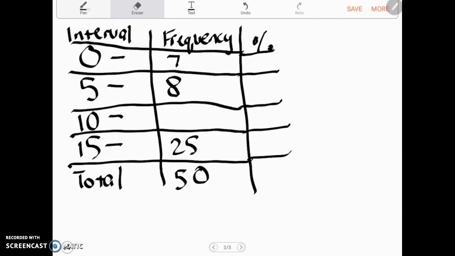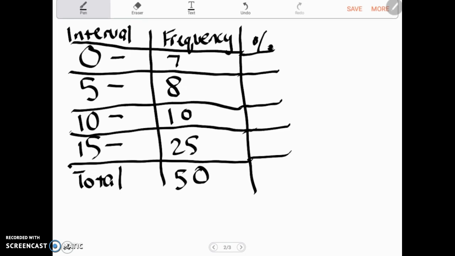Here's another one. So this time we've been given the frequencies, 7, 8, blank, 25, and the total, which is 50. So if we wanted to find this blank number here, what we would need to do is get 50 and subtract all of the frequencies that we know from that. So 50 minus 25 minus 8 minus 7 equals 10. Okay? So that's how we know our missing number is 10.